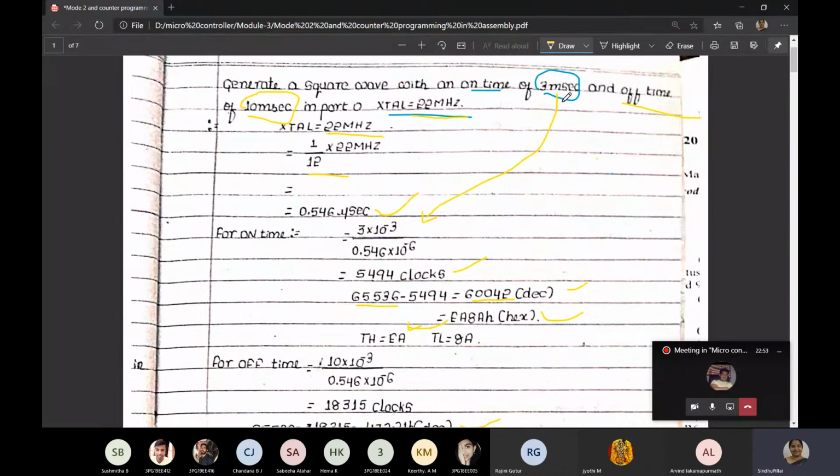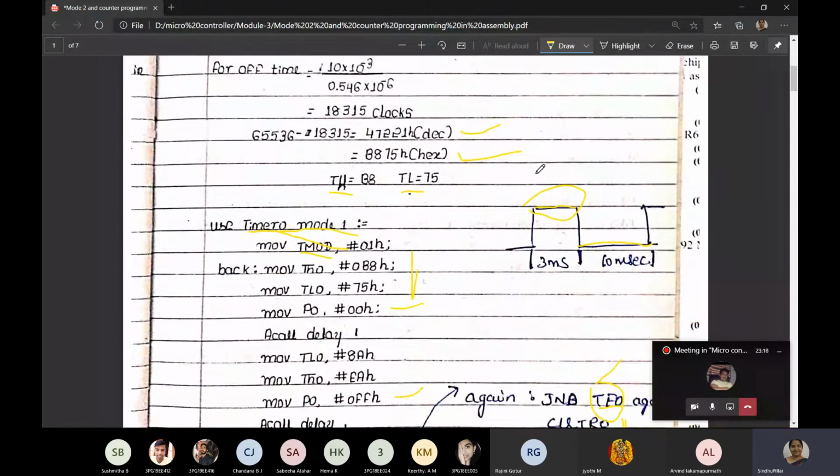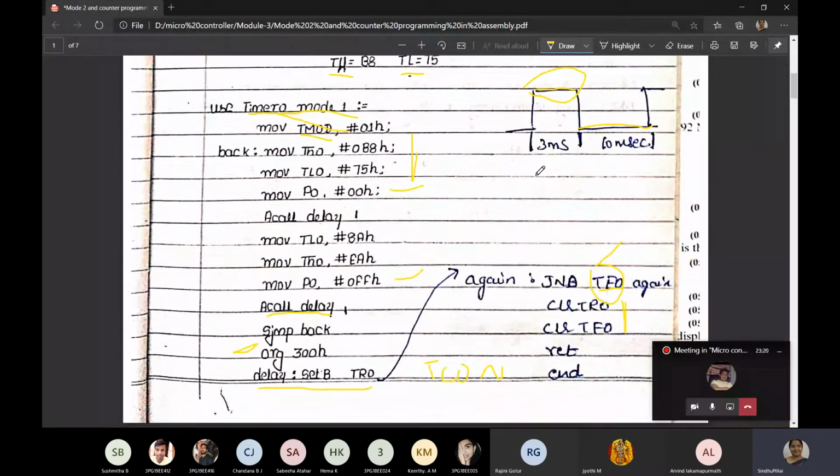If they give different times, last time we had seen 5 milliseconds. They did not mention it, it was completely a 50% duty cycle because T on and T off were both equal. Here T on and T off are different. One is for 3 milliseconds and one is for 10 milliseconds, so you have to do it separately. And the external frequency is 22 megahertz, that also you have to correct. So this is one of the examples.